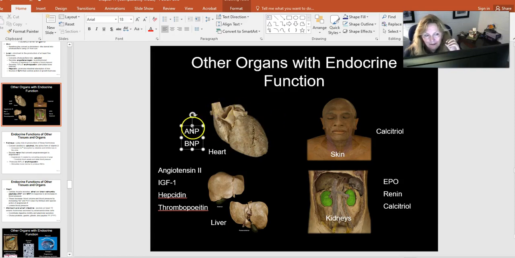Let me say that again. ANF, or ANP, atrial natriuretic peptide or factor. This is a hormone from the heart that gets sent to the kidneys. The kidneys will cause sodium to be excreted. Water will follow it. Urine output increases. Blood volume goes down. And as blood volume goes down, blood pressure goes down.